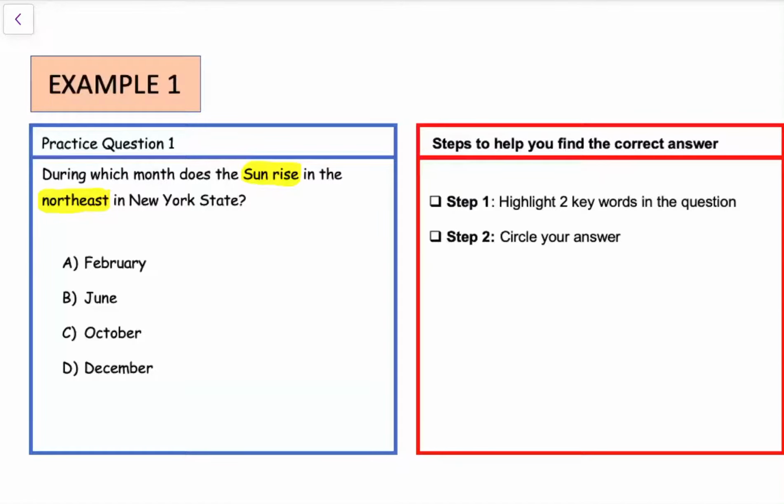Now that I've identified my two keywords, I can think more about the question and focus on the time of year and the time of day that I need to in order to answer this question correctly. If I think about the sunrise in the northeast, I can think it must be summer, and if it's summer, the month is going to be June.